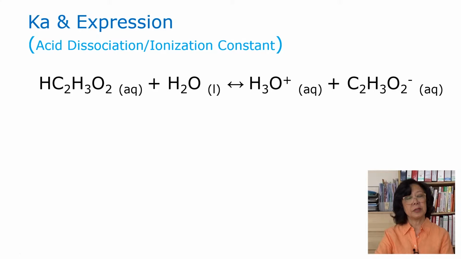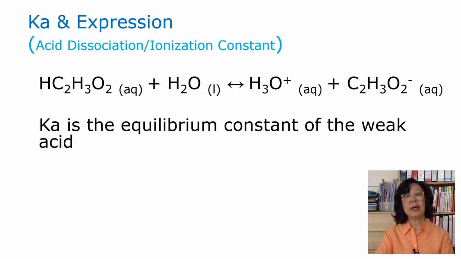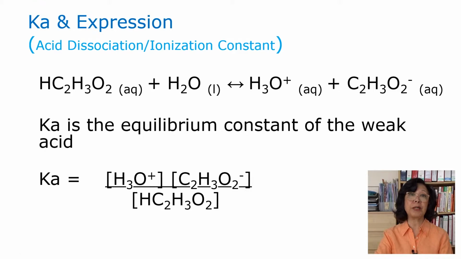Now when we dissociate an acid in water, like acetic acid in water to form hydronium ion and acetate ion, we first write the equation, and then we write the Ka value. Ka is the equilibrium constant of the weak acid. Whenever we see the formation of hydronium ion, H3O+, we use Ka to express the equilibrium constant, which is a ratio of product concentration over reactant concentration. Therefore, Ka is equal to hydronium ion concentration times acetate ion concentration over acetic acid concentration. Water is not included because water is a liquid with constant density.